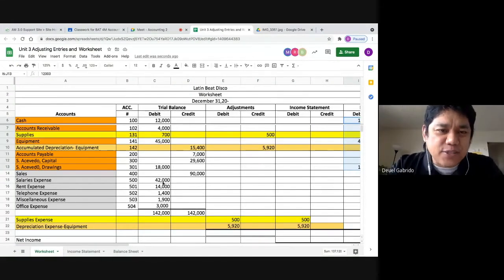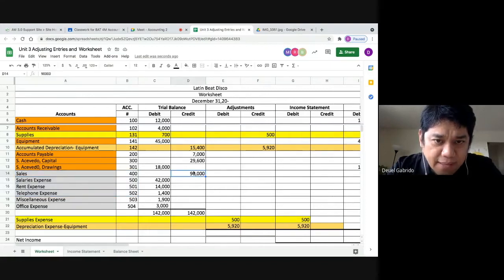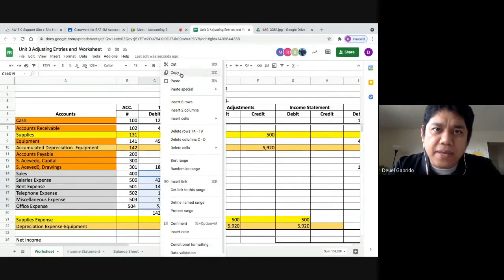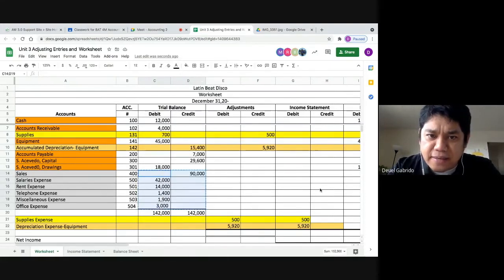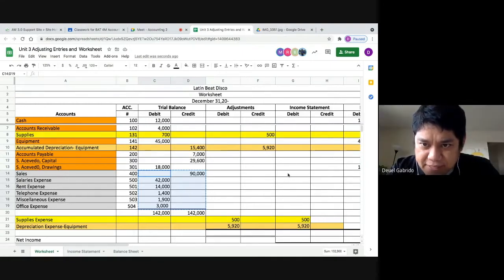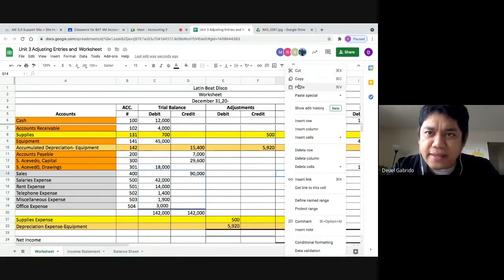Okay, so let's transfer the amount from sales. Look at this. From sales going down, sales is the revenue, right? And then from 42 going down to 3,000, these are your expenses. Can I just quickly copy so it will be easy? I'll select, copy. Where shall I put this? Under balance sheet or income statement? Income statement. Very good. So just press here, guys. Make sure that it's aligned. Right click and then paste.